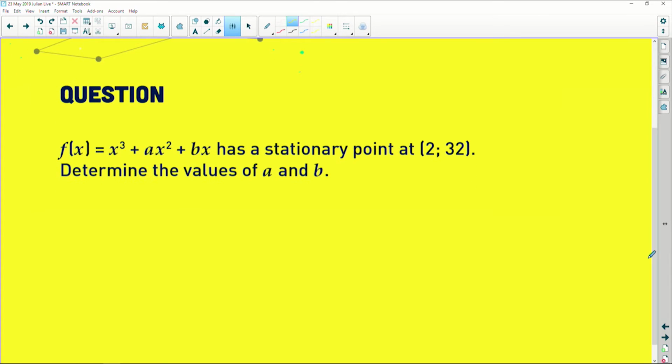Guys, let's have a look at what the question has to say. So we have the question that says f of x is equal to x cubed plus ax squared plus bx. And it says that it has a stationary point at (2; 32). And they want us to determine the values of a and b. So guys, this is another typical exam question.